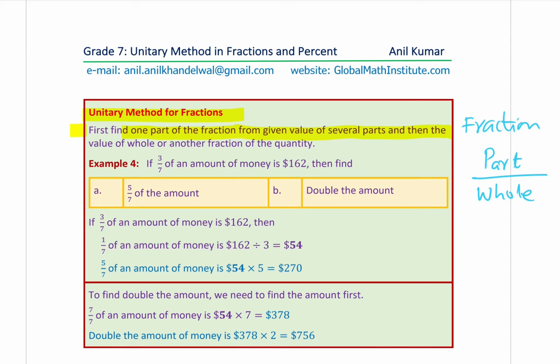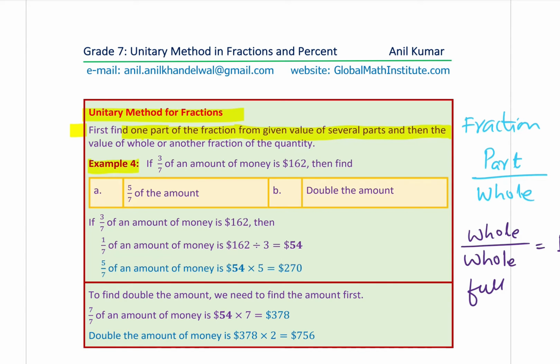And therefore, we are saying first find one part. So we talk about parts over whole, right? So we'll keep the whole same. And if I write this as whole over whole, it means full. That means full, right? One full quantity is the whole thing over the whole thing, correct? So remember this while solving questions related to fractions. Let's look into the example here.